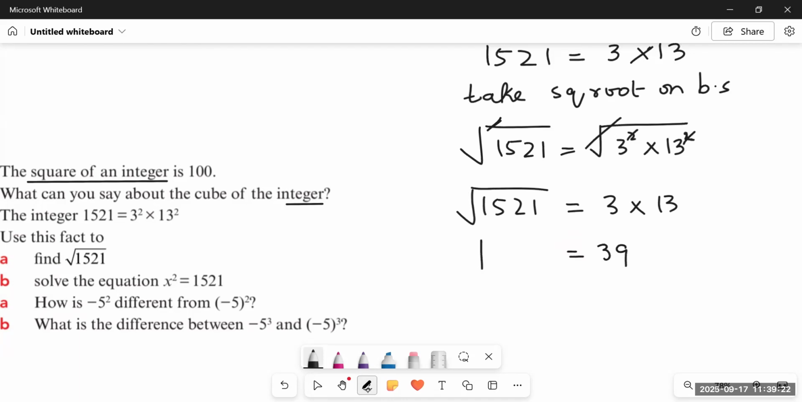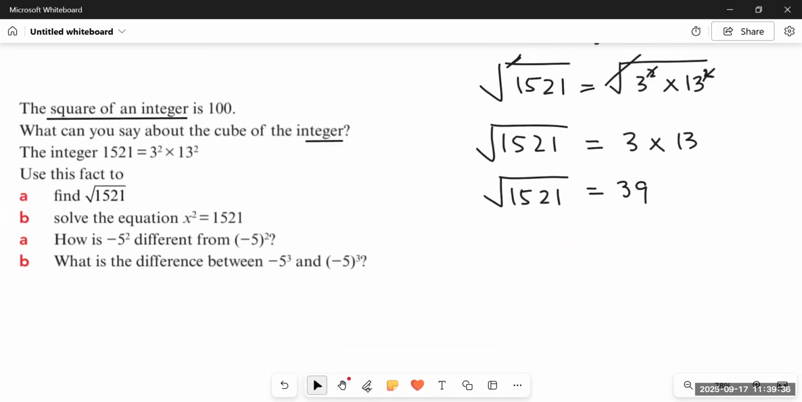It means the square root of 1521 is 39 and the square of 39 would be 1521. You can check it as well. So after finding the square root of 1521, we are done with part A.